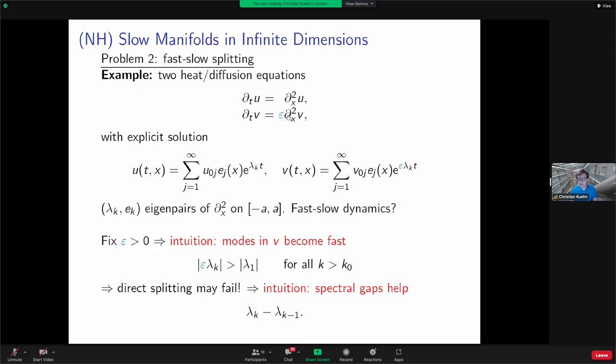Epsilon gets small, but the eigenvalues of the Laplacian, when you multiply them by epsilon, get large at some point. So at some point, it's order 1 again. So although V is formally a slow variable, it's not actually a slow variable. Yeah? It's not a true slow variable because there's hidden fast dynamics that comes from the very large eigenvalues of the operator. Yeah? So the direct splitting, where you just declare U to be fast and V to be slow, doesn't really work. So the intuition is, of course, that you can use spectral gaps to rectify this problem, meaning that you try to split off certain eigendirections.